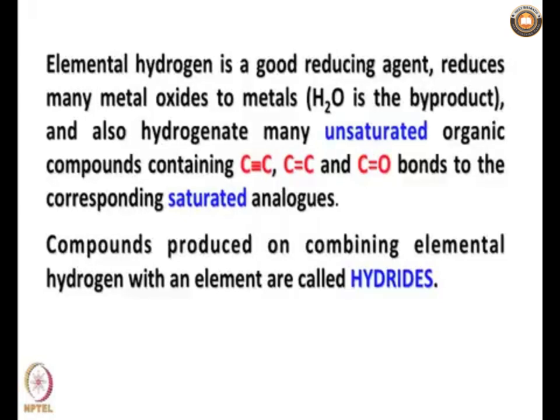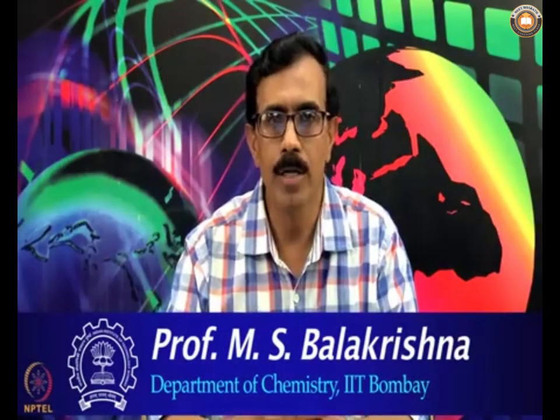Now we all know that compounds produced on combining elemental hydrogen with an element are called hydrides. S block elements form ionic hydrides, whereas P block elements produce covalent hydrides, and D and F block elements produce metallic hydrides. Metallic hydrides look almost like metals and also conduct electricity, but are brittle. As a result, all the properties and applications of metals cannot be extended to metal hydrides. And hydrides of aluminum, beryllium, magnesium, although they are covalent in nature, are polymeric solids.